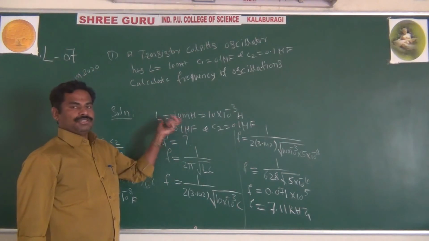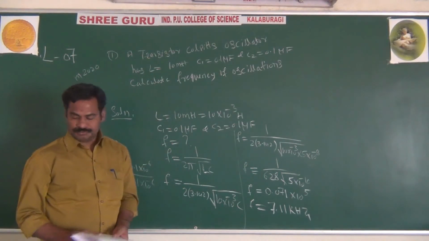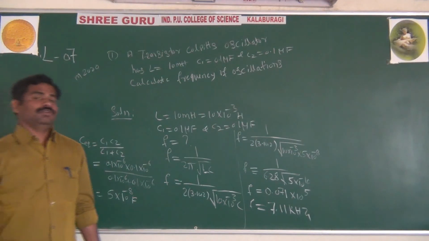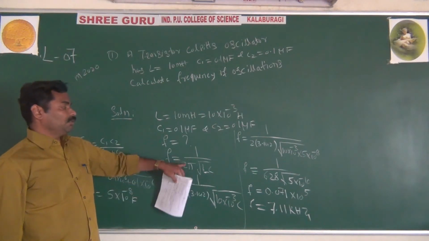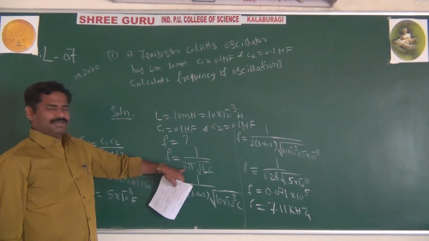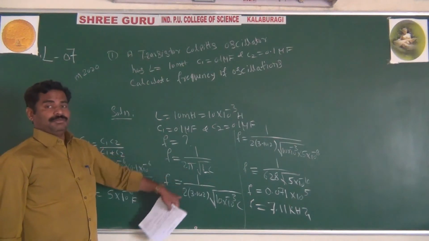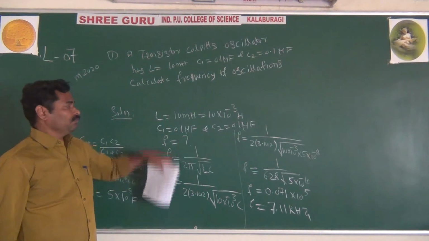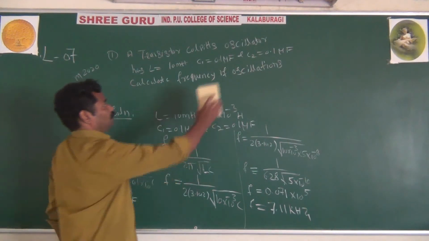This is a very simple problem about the Colpitts oscillator. As I said, these are very simple problems in electronics. You only have to remember the formula, and once you know the problem, you can substitute the values and simplify it. You will easily get the answer. And also, we are using calculators in example problems. This is about the problem, and you go for the next problem.